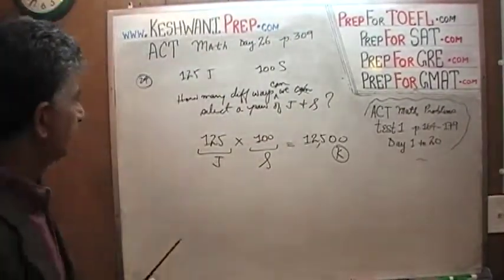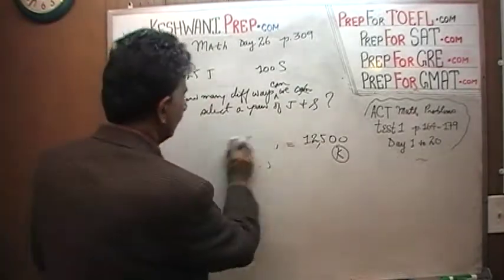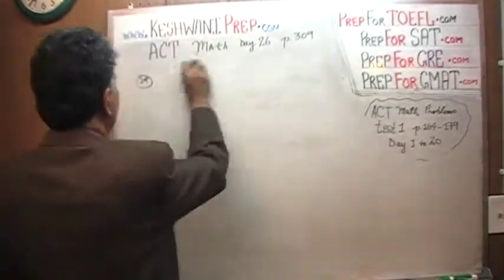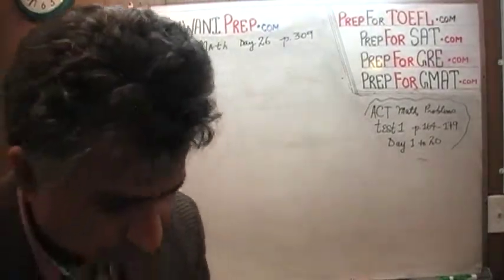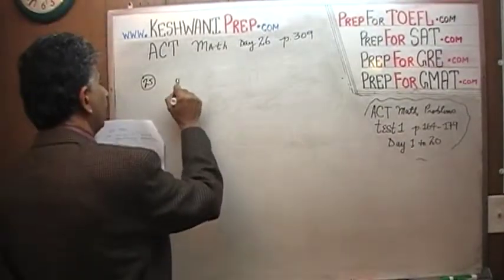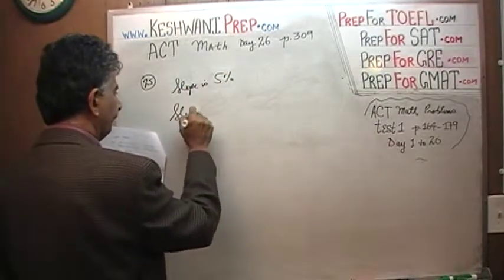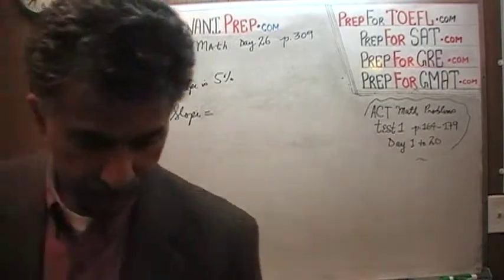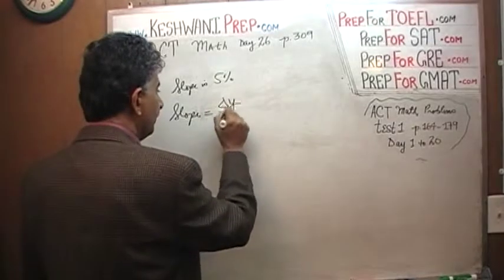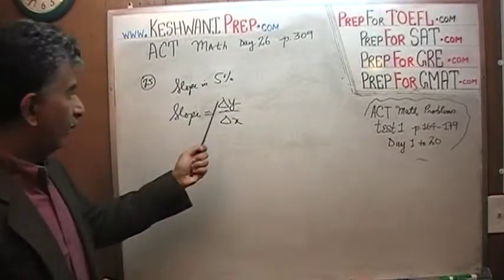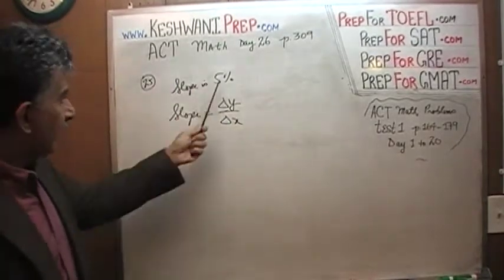Number 25. In number 25, we are told that the slope is 5%. Now, what is the slope? Slope, as we all know, is simply the ratio of the change in y to the change in x. The slope tells us how high we go for every 1 unit change in x. And that, we are told, is 5%.